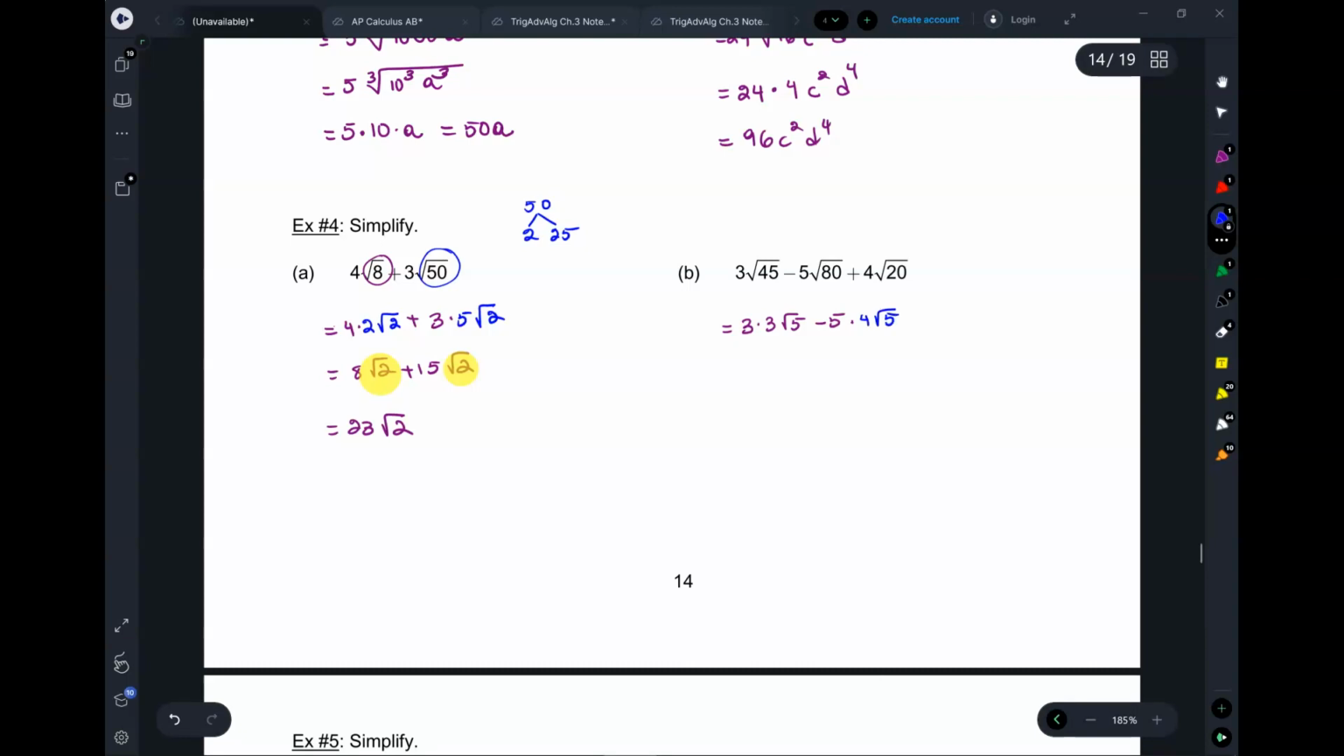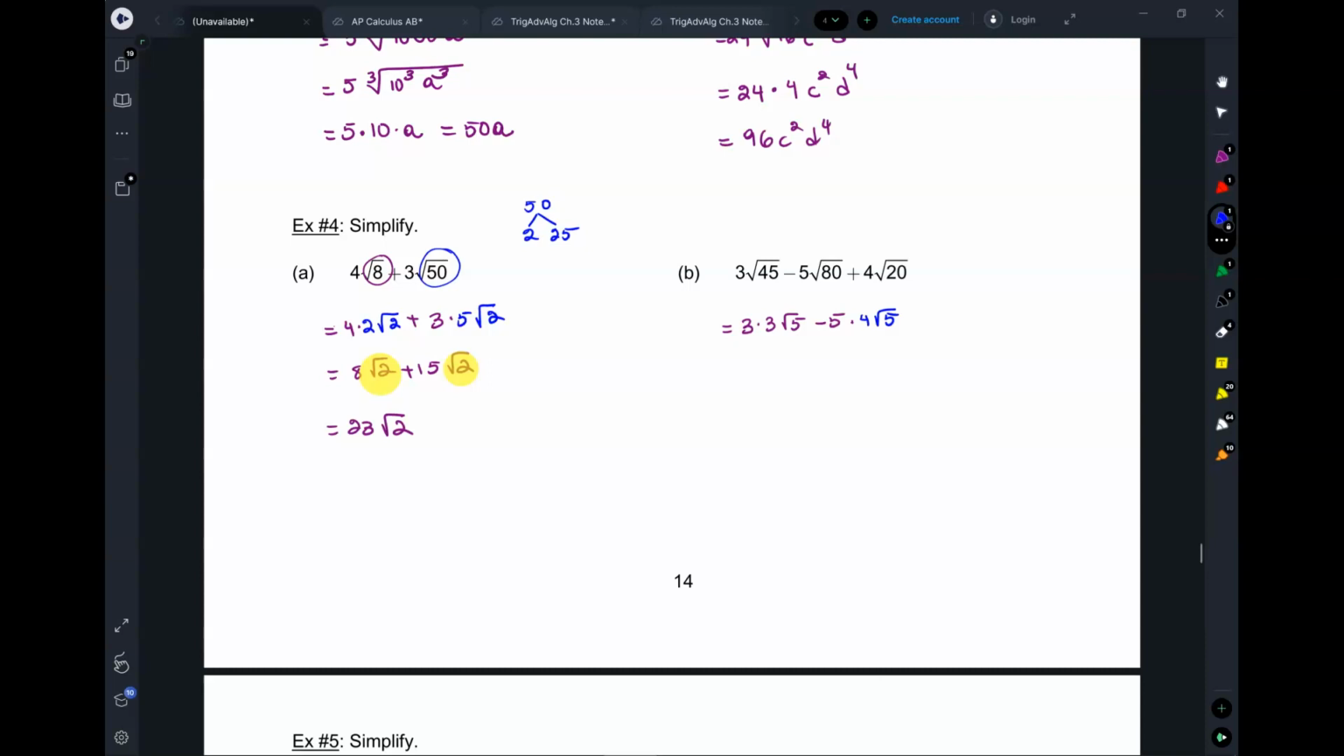Okay, let's see if that's correct. What you can do is this outside number, square it. What do you get? 16. What's 16 times 5? 80. That gets you that number. So the way you can check is the outside number, you square it, you get 16 times 5 is 80. That's that number.